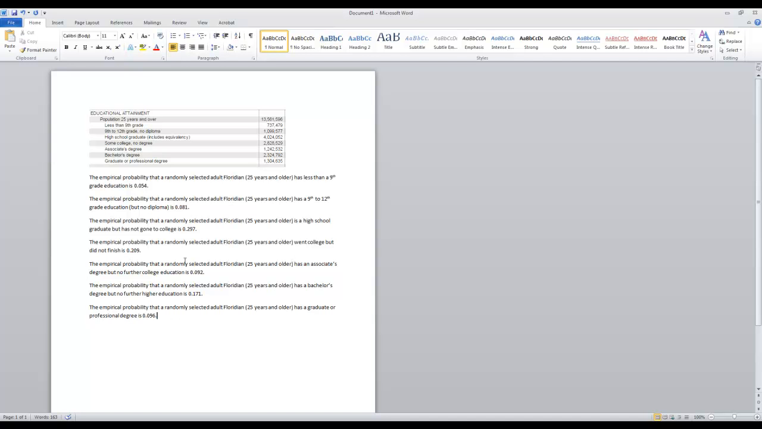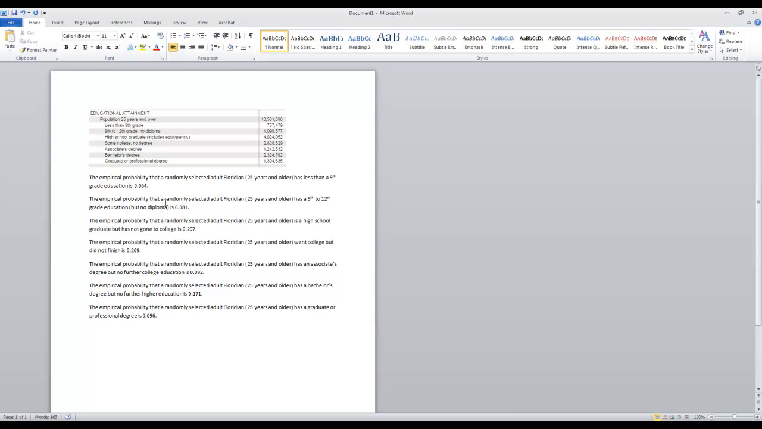Now, we've rounded here, so we might not get exactly 1, but we should get very, very close to 1. If we add up all of these empirical probabilities, we should get a number very, very close to 1, if not 1. So let's try it out.